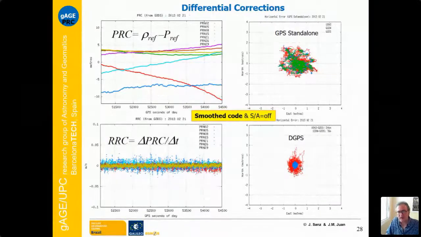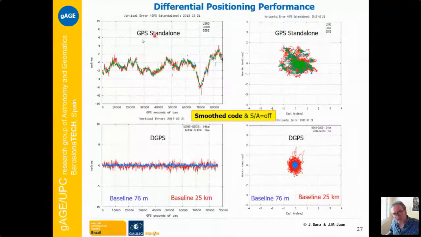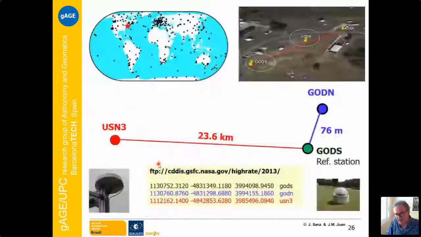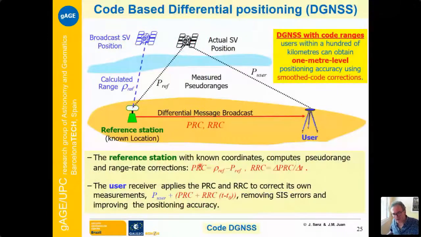Here we show the corrections. As we commented, we remove signal in space error using these pseudo-range corrections. And these corrections are computed in this way: geometric range minus the pseudo-range. Well, here we remove the satellite clock, but this is a detail. Just taking the average of all corrections, but this is a detail.